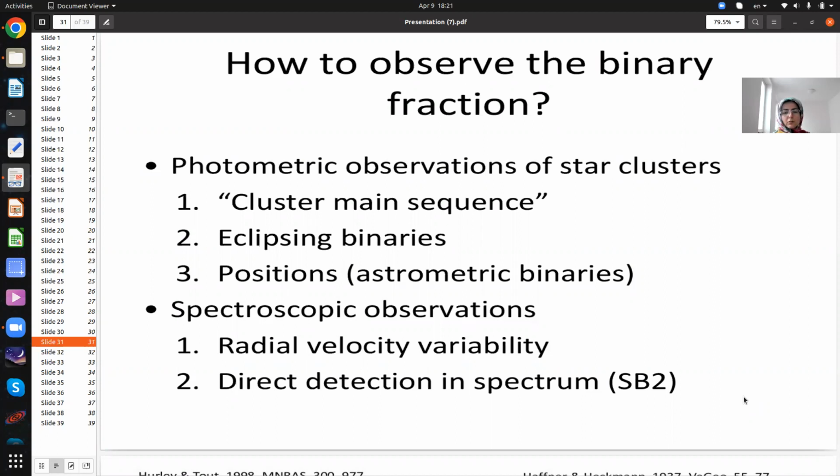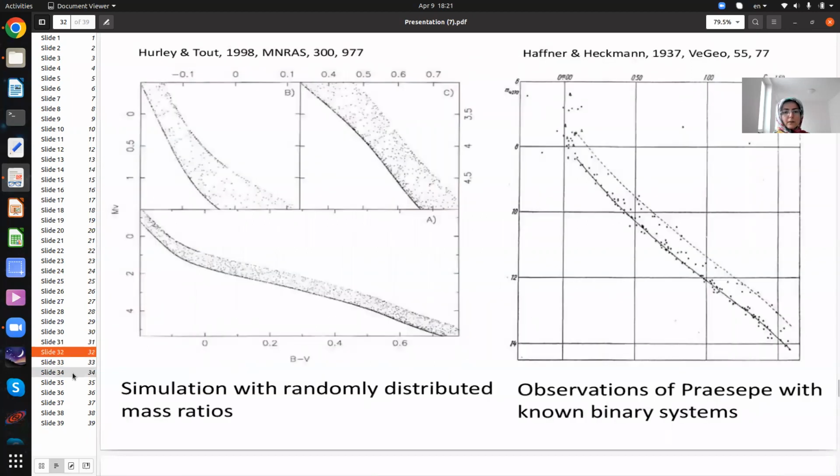Spectroscopic observations: radial velocity variability and detection in the spectra. If we see two spectral lines in a spectrum, there is a binary system there with a mass ratio of 1. Here you see the simulation with randomly distributed mass ratios. On the left and on the right, you see the observations of known binary systems.